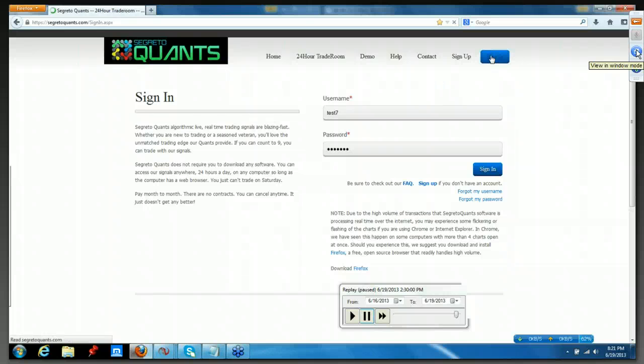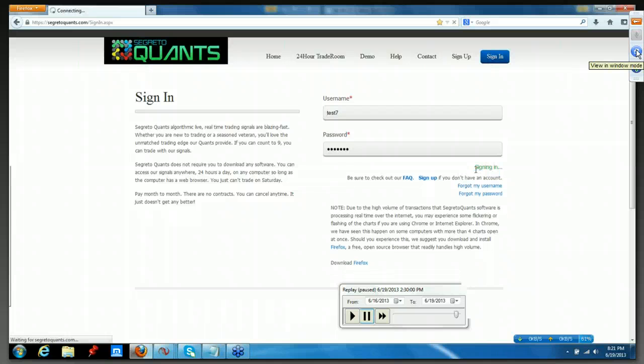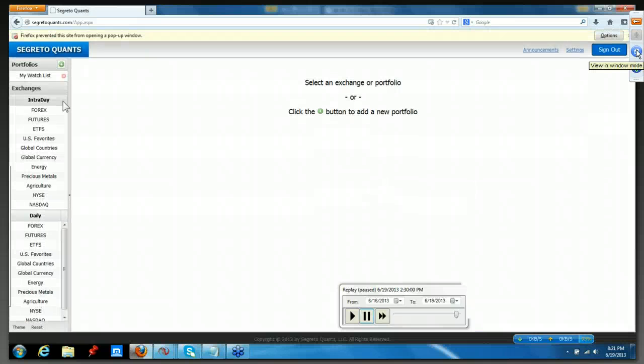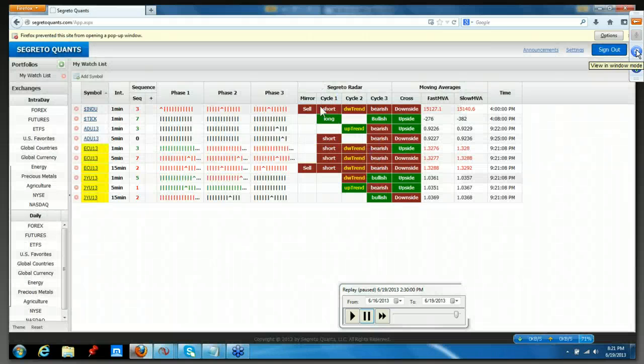Good question. Do I look at the radar? Let me show you what the radar is. Okay, I already signed in. The question was, do I look at the radar at all, to determine entry? That's this right here, the Segredo radar. This is significant, however, I don't use it.